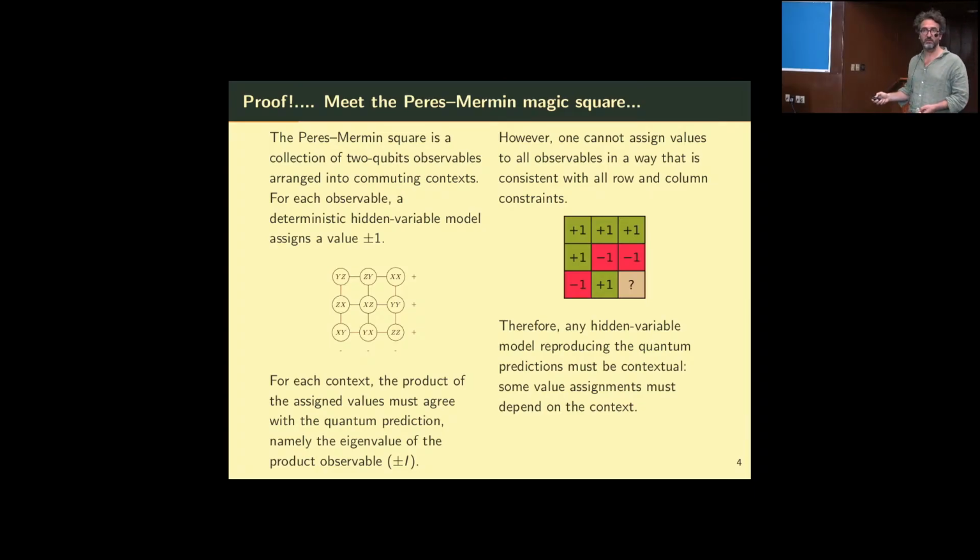It's not possible. So it doesn't say there is no hidden variable model. It says if I have a hidden variable model that explains and reproduces these outcomes of quantum mechanics, my model should give me a different result for this observable if I consider this observable inside this context or this observable inside this context, which is a little bit counterintuitive. Because if you want to pre-assign some value, you don't want this value to depend on some experiment that has not been made already.